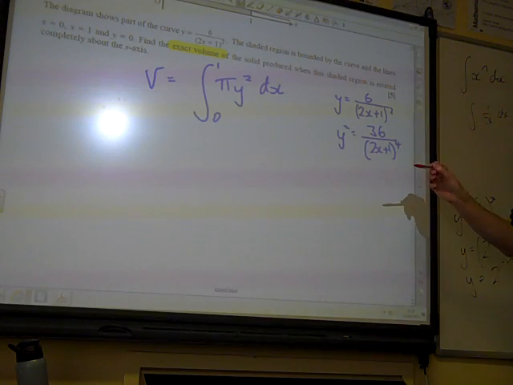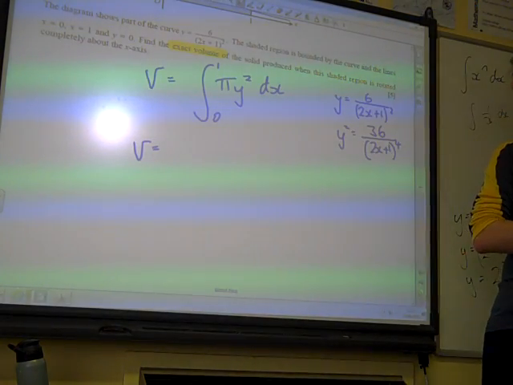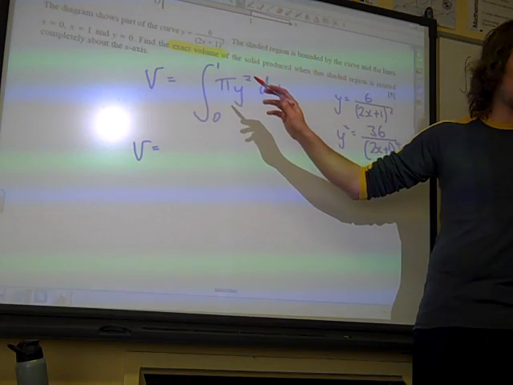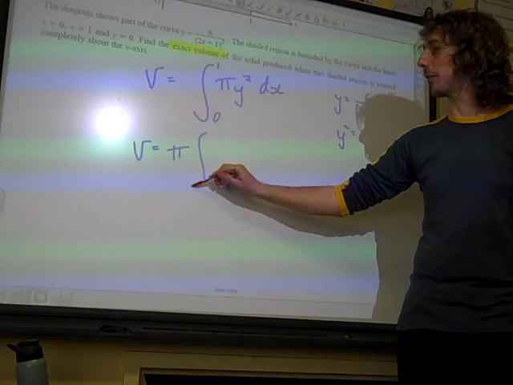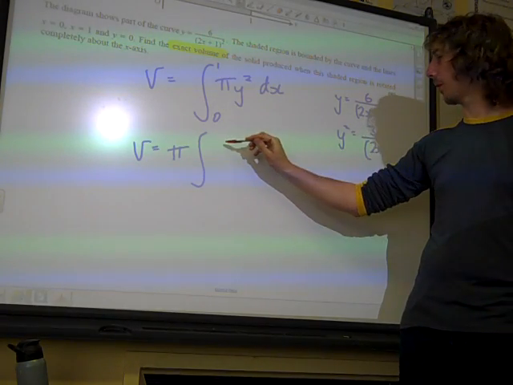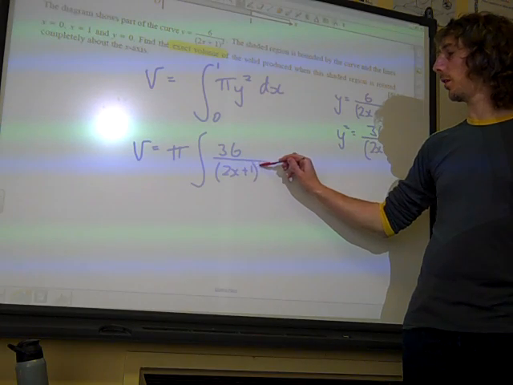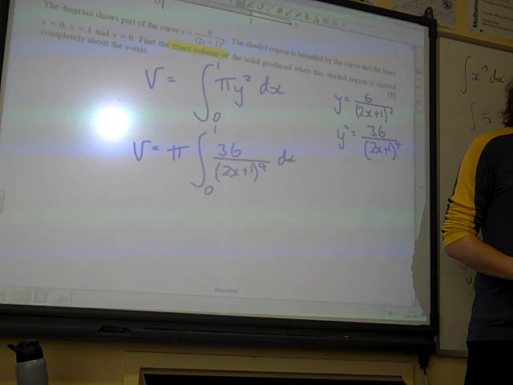That's what we're integrating. So the volume is, now, well, we've got pi in there. Remember, it's quite useful. Pi just kind of gets in the way a little bit. So let's stick it in front of the integral sign and deal with it later on. Then we've got 36 over (2x plus 1) to the 4 dx.